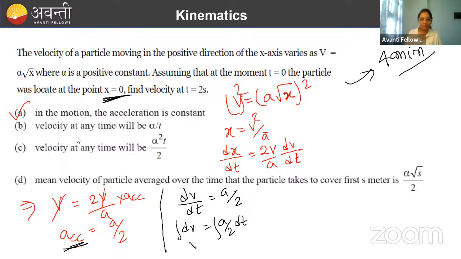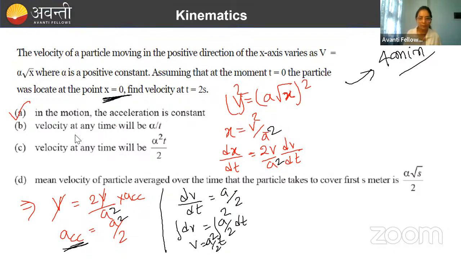But here you can see that velocity is a by 2 t. So velocity at any time will be a square by 2, is given. Have I calculated it in some wrong way? This will be the value of velocity we will be getting, right? Okay, here I have done the square. A square I have missed out actually. So here it will be a square, and this is your a square, and this is your a square.